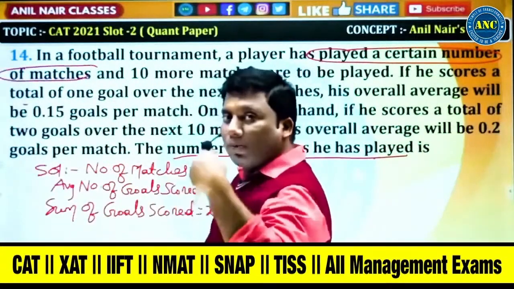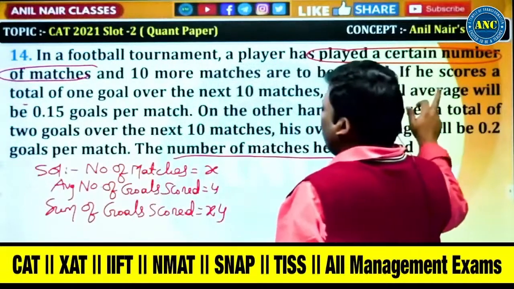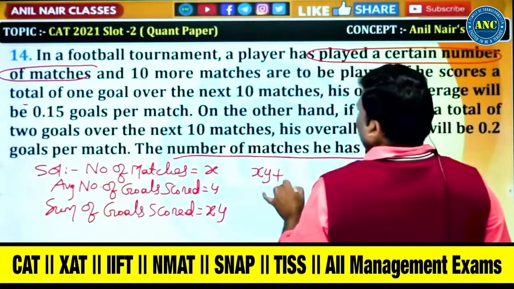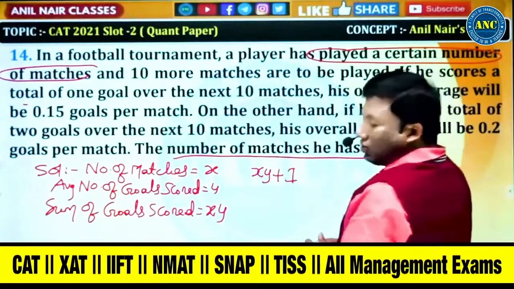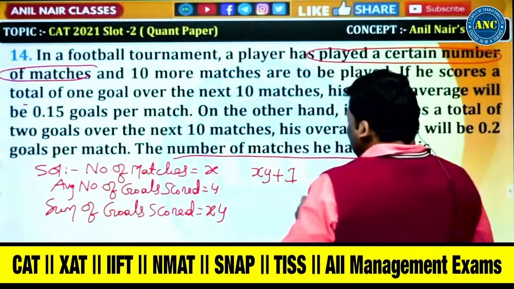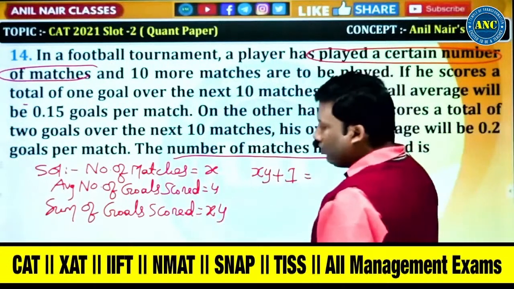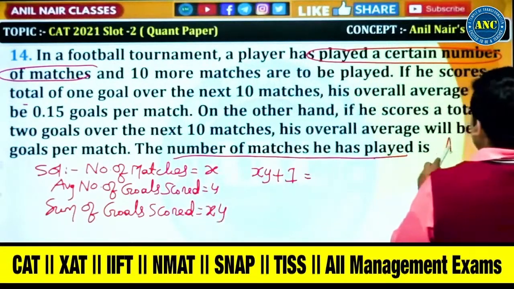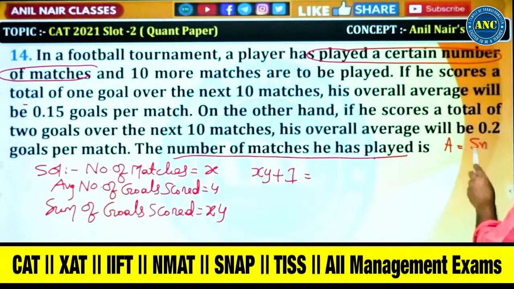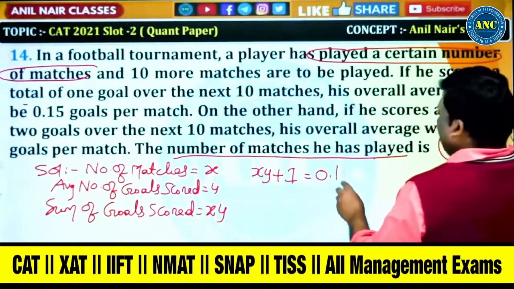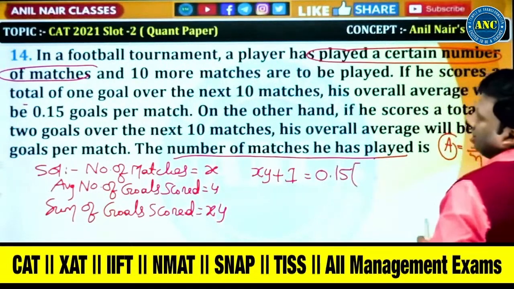Now he is going to play 10 more matches. If he scores a total of 1 goal, so already he scored XY, he scores 1 goal over the next matches. So already he scored XY in a certain number of matches. In the next 10 matches, he is scoring 1 goal. This is the sum of the quantities. Average is equivalent to the sum of the quantities by the number of the quantities. So what has happened to the average? His average will be 0.15 goals per match.